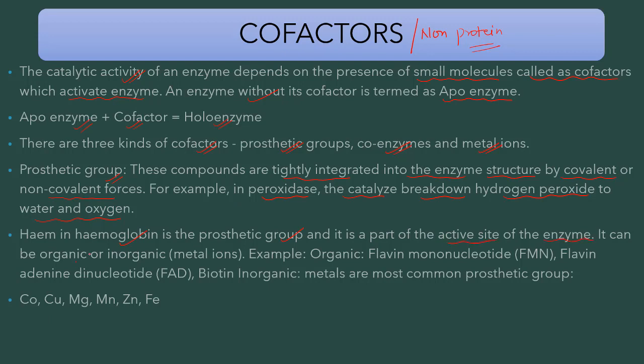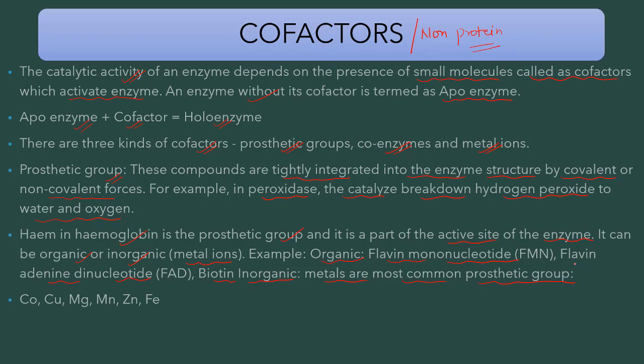It can be organic or inorganic. Metalions can be inorganic, while organic examples are flavin mononucleotide, flavin adenine dinucleotide, and biotin. Metals are the most common prosthetic groups. So for prosthetic groups and coenzymes, there are two parts. Prosthetic groups can be organic as well as inorganic.